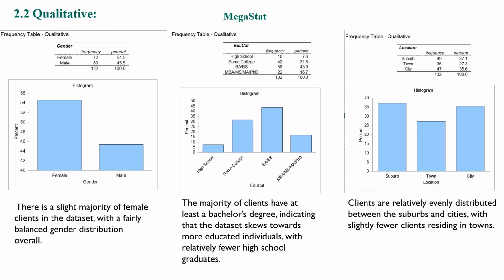Regarding gender, there is a slight majority of female clients in the dataset, with a fairly balanced gender distribution overall. Now for the education category, the majority of clients have at least a bachelor's degree, indicating that the dataset skews towards more educated individuals with relatively fewer high school graduates. As for the location, clients are relatively evenly distributed between the suburbs and cities, with slightly fewer clients residing in towns.